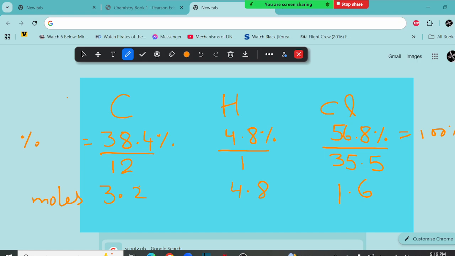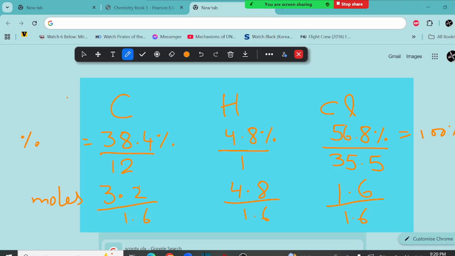Now you need to calculate the ratio. How will you do that? Well, you need to divide all the moles by the smallest mole number. Just look at the first digit before the decimal: it's 3, it's 4, it's 1. Which one is smaller? 1. So you will divide everything by 1.6.